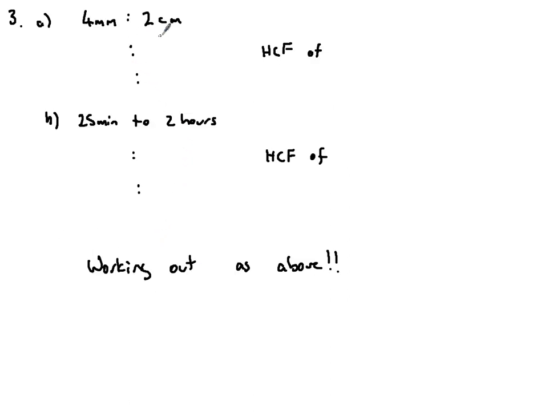Now we've got different units on either side, so I suppose the first thing we need to do is to make sure the units are the same on both sides, so we can divide out the units. There's 10 millimeters in a centimeter, so 4 millimeters is to 20 millimeters. The highest common factor of 20 and 4 is 4. 4 goes into 4 once, 4 goes into 20 five times.